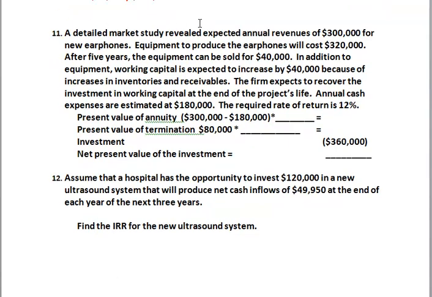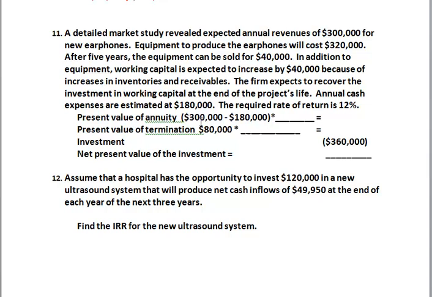Question 11 says the detailed market study revealed expected annual revenues of $300,000 for earphones. Equipment to produce is going to cost $320,000. After 5 years, the equipment can be sold for $40,000. In addition to the equipment, working capital is expected to increase by $40,000 because of the increase in inventory and receivables. The firm expects to recover that investment at the end. Typically, we don't really see this question asked very many times.